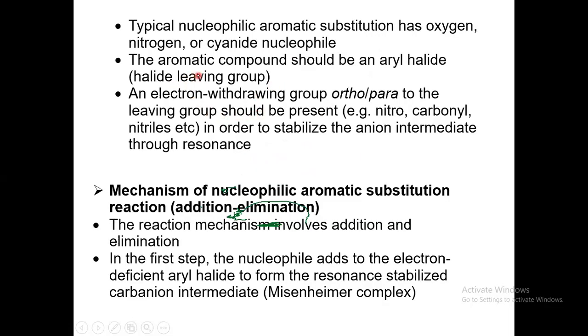Now we are saying that typical nucleophilic aromatic substitution has an oxygen, nitrogen, or cyanide nucleophile. So usually the nucleophile coming in will have oxygen, as in OH, or nitrogen, as in the case when we are bringing in something like an amine. So this is another one worth noting.